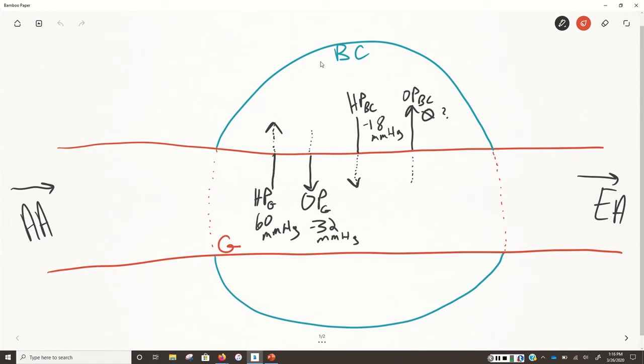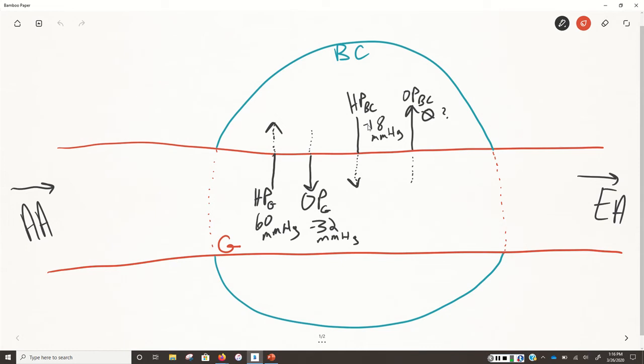So Bowman's capsule is filling up with liquid, and that liquid is pressing against the walls of its container, pressing against Bowman's capsule, but it's also pressing against the capillary from the other side. It's pressing its way into the glomerulus. So it's got a pressure of 18, and again in the opposite direction, so we'll call it negative 18 mmHg.